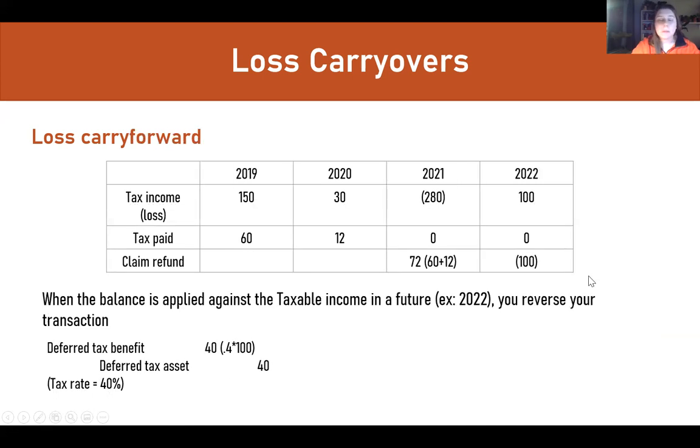When you're going to apply that balance to the future years, so when you're going to use it as a carry forward, you're just going to reverse your account. So you're going to net out the tax asset that you set up and net out your tax benefit. If between the years there's been a change in tax rate, like we saw earlier, since it's a deferred tax asset, you're going to adjust it for the change in tax. So it should reverse itself eventually.